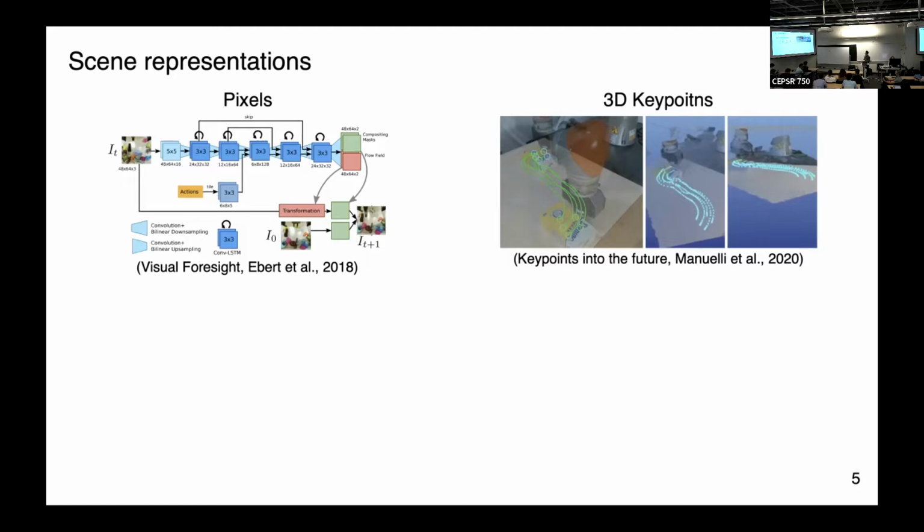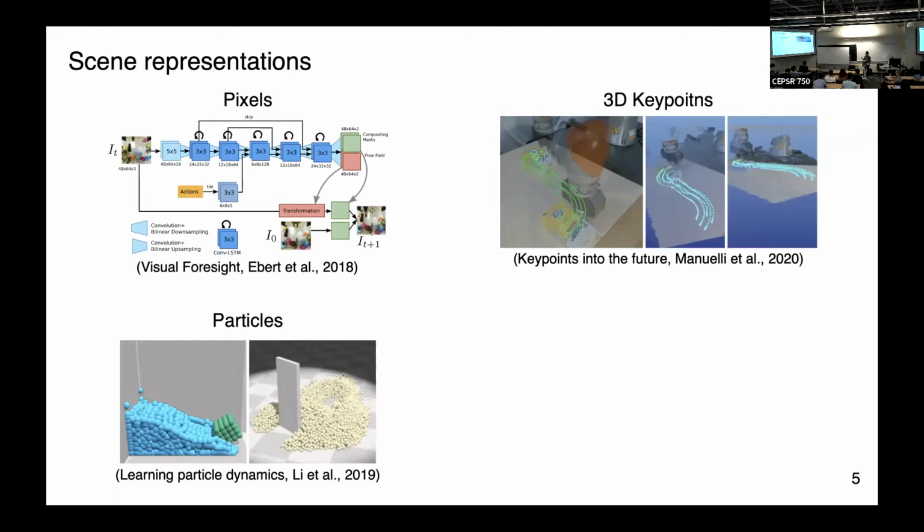The other representation we could use is 3D keypoints, as in the work on keypoints into the future. However, keypoints are not as expressive in terms of describing objects with very high degrees of freedom, like fluids. Another representation could be, for example, particles. But still, estimating the particle sets from visual observations can be very hard, which limits its use in these tasks.